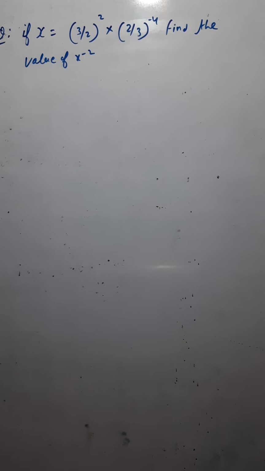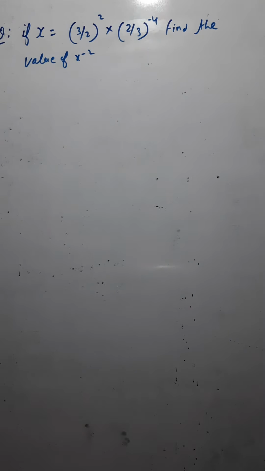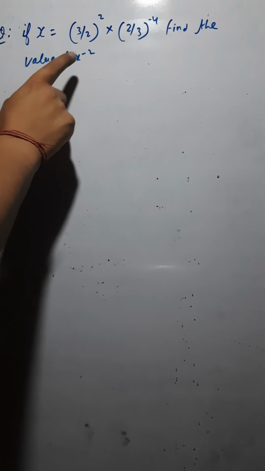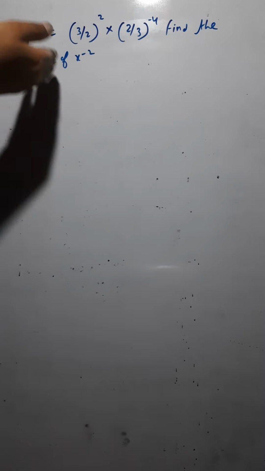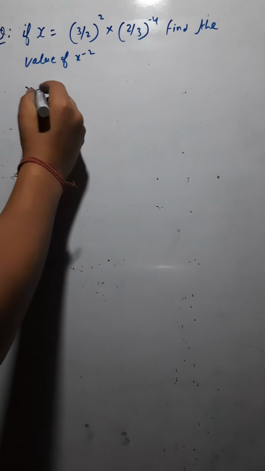Question number one is: if x is equal to (3/2) raised to the power 2 multiplied by (2/3) raised to the power minus 4, find the value of x raised to the power minus 2. Means the value of x you have been given, and you have to find the value of x raised to the power minus 2. So let's solve this.